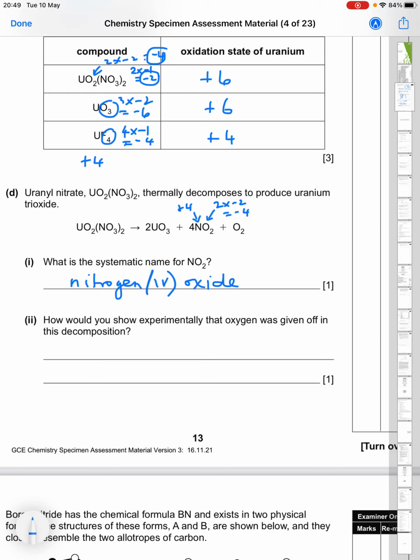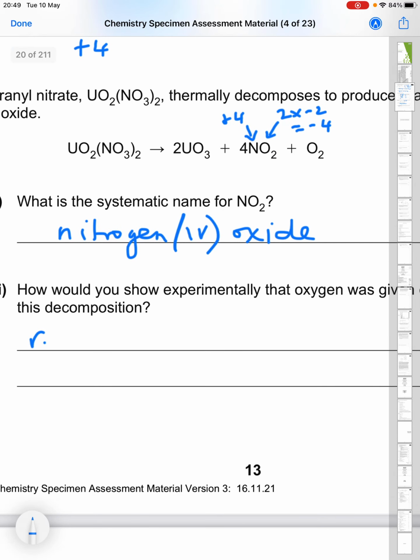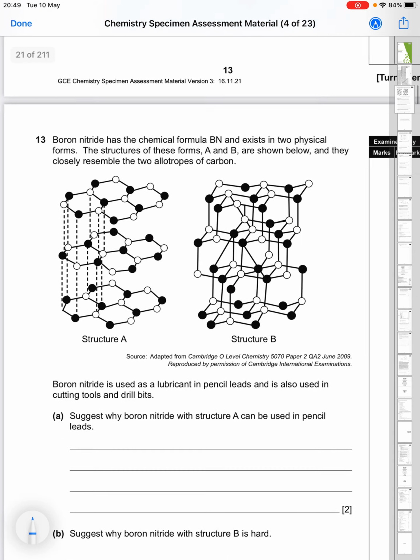How would you show experimentally that oxygen was given off in this decomposition? Well, if you get this question in the real thing, this is an absolute gift. You just need to say it relights a glowing splint. Okay.